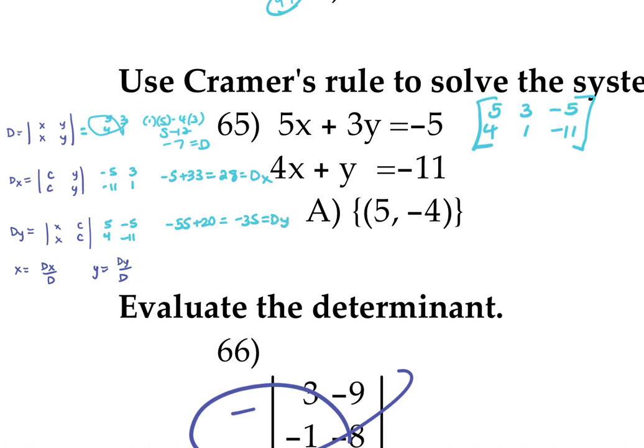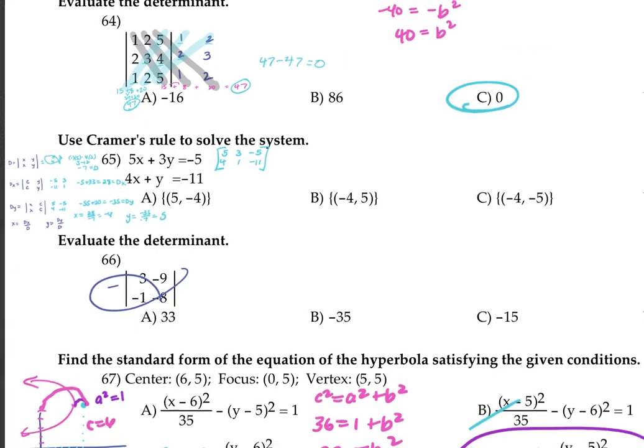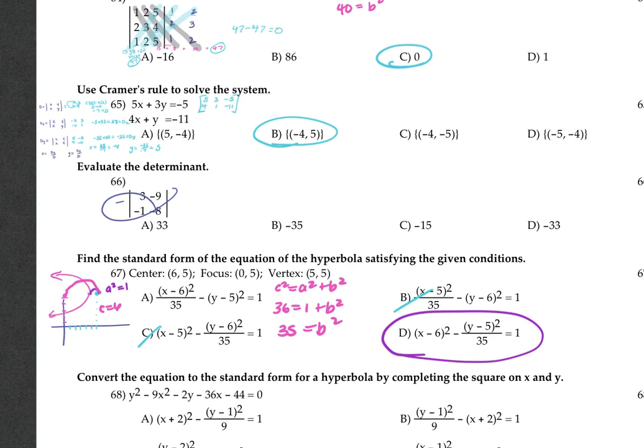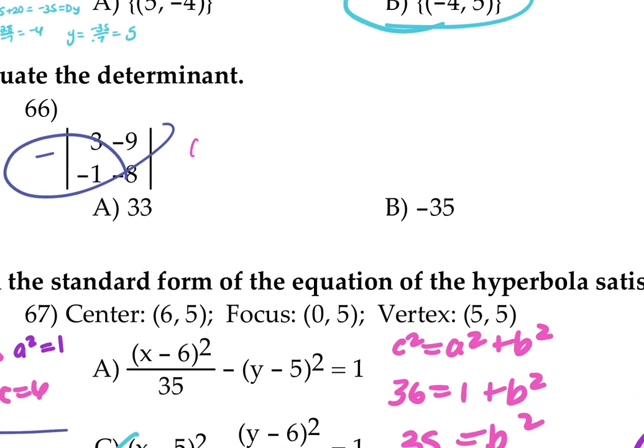So then the x is the d of x, which is 28 over negative 7, or negative 4. And the y is d of y, negative 35 over d, which is negative 7, and that's a positive 5. So negative 4, 5 is the solution. 66 is just the determinant, so I would multiply. It's negative 8 times 3 minus negative 1 times negative 9, negative 24 minus, this becomes a positive 9, so negative 33.